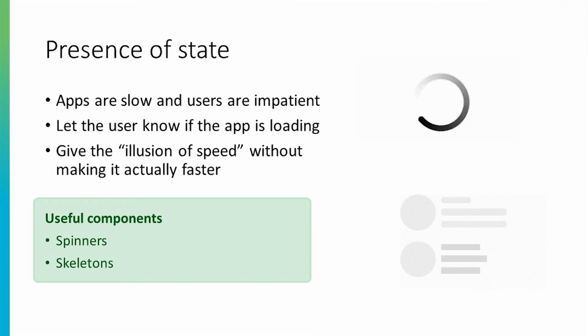A couple of great examples of this are YouTube and Facebook. They have to pull in a lot of information from all kinds of different servers and different locations. So what they do is they use spinners and they use skeletons to let you know that something's on the way, and don't get angry that it's frozen or anything like that.